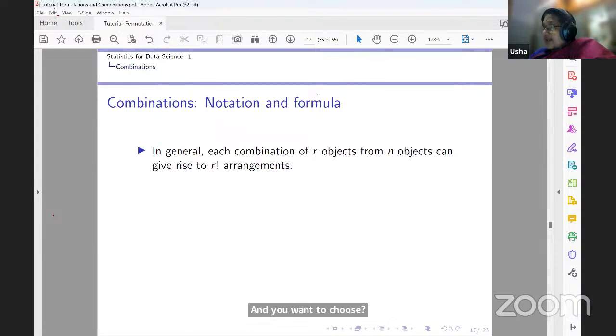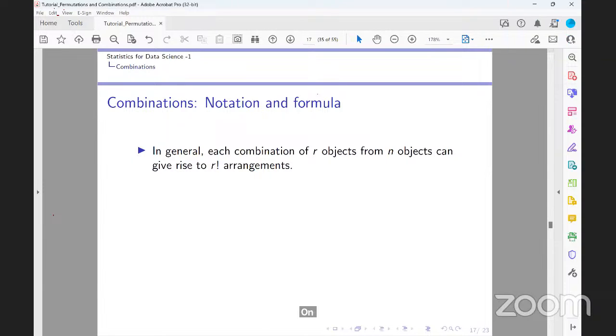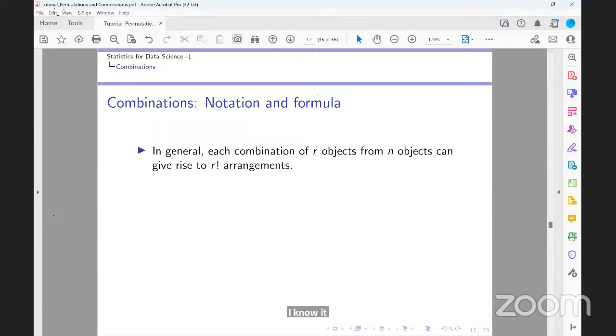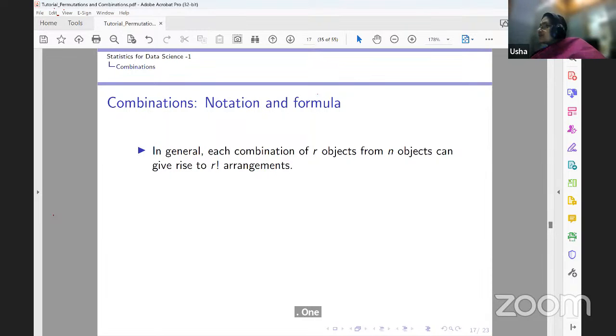Now, suppose I'm telling you the same thing, that you are choosing 3 people from 5 to form a committee. Combination. I'm using combination. I'm not using permutation. Is this clear now? Yes, ma'am. Right? Okay. Now let me look at a few more questions.